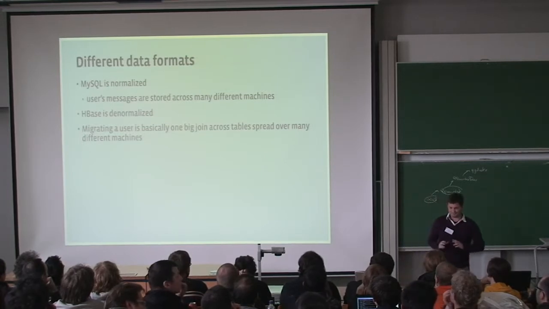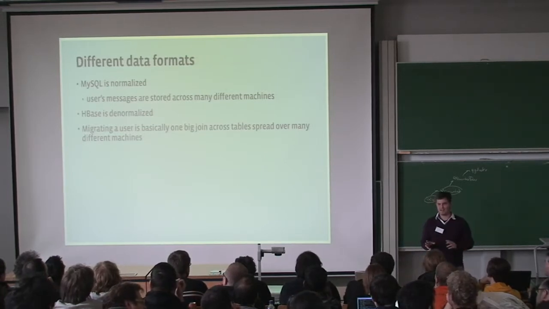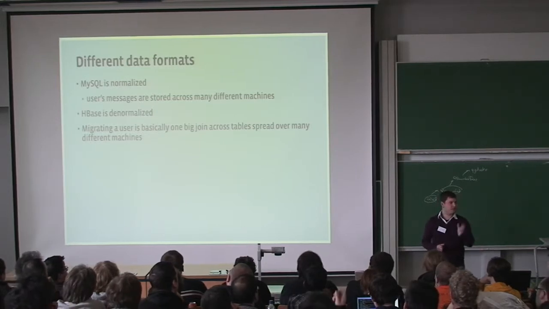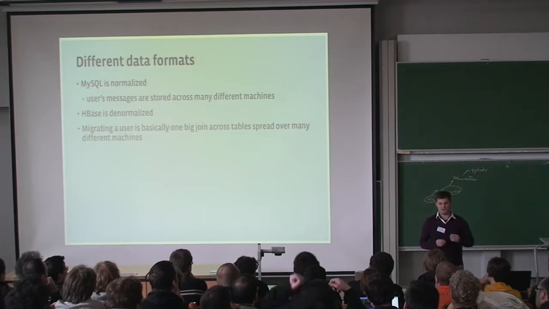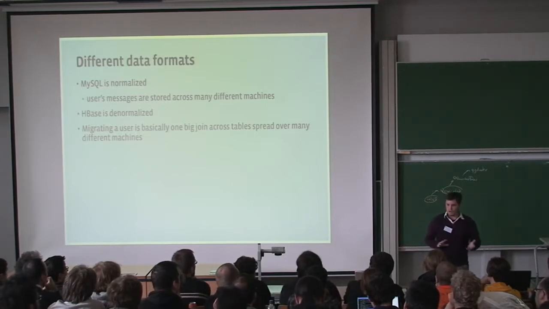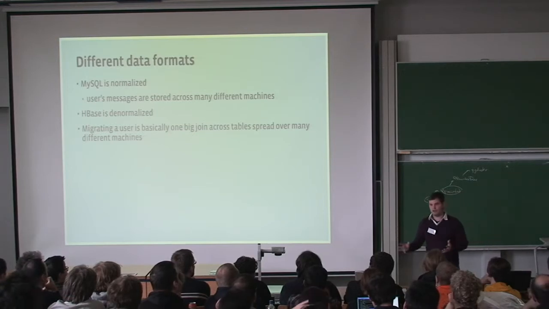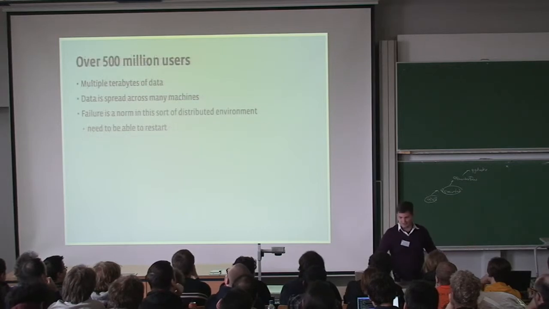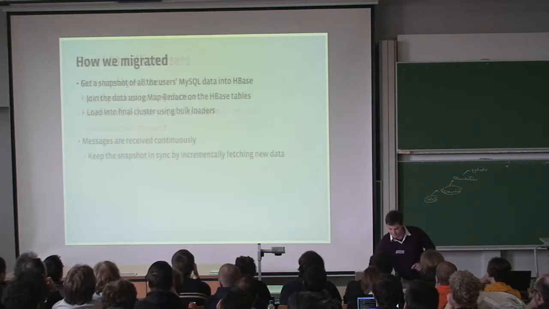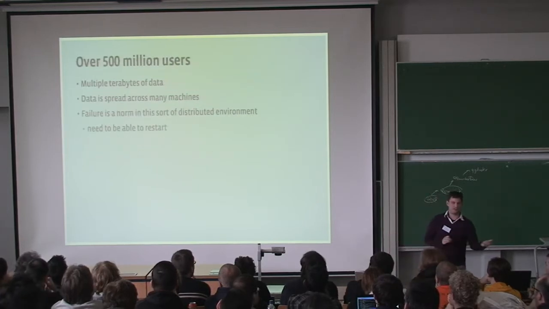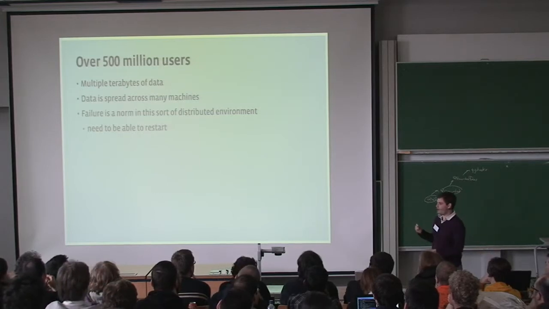Okay, so one of the biggest problems is that MySQL is normalized. So we had 3 main tables that we basically had to denormalize, migrate a user over, and it's one insanely huge join of terabytes worth of data spread across many different machines. Slightly problematic. So, multiple terabytes of data spread across machines, failure is the norm, and you get really odd problems.